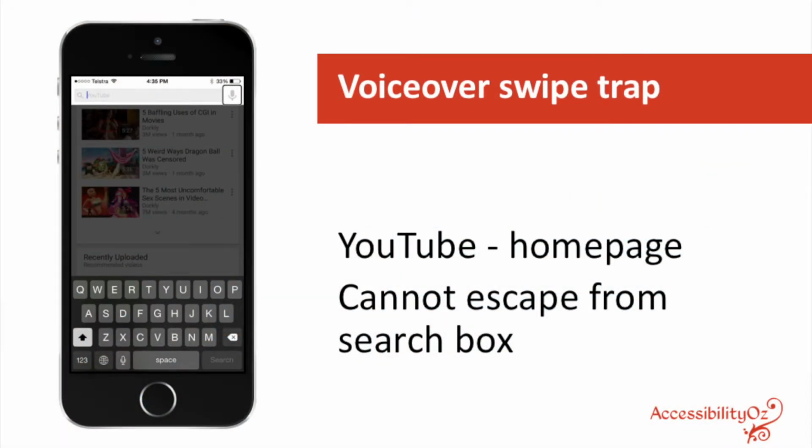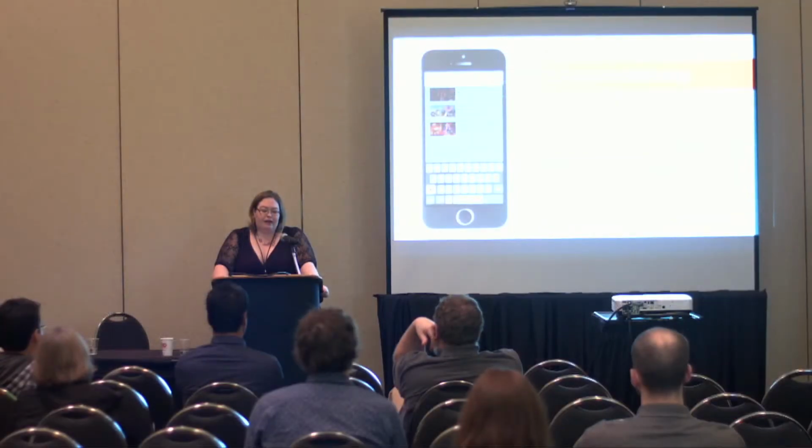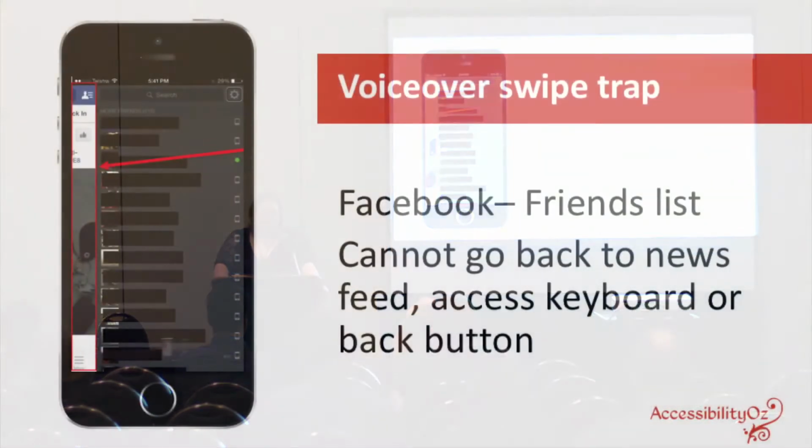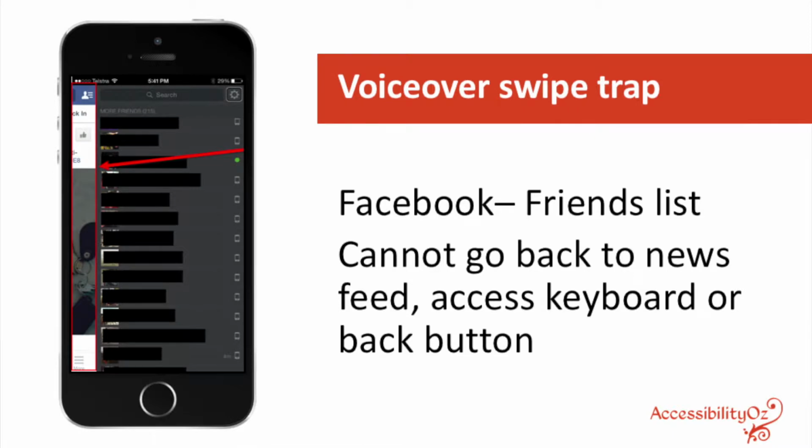This is a different swipe trap where someone who's using touch can just touch on the greyed out area. The keyboard drops down. You can access all the stuff that's on the front page of YouTube. You can't access that information with VoiceOver. You're trapped in that search box. There's also a swipe trap in Facebook where if you swipe over to your friends list, you can't actually close your friends list and get back to your news features.